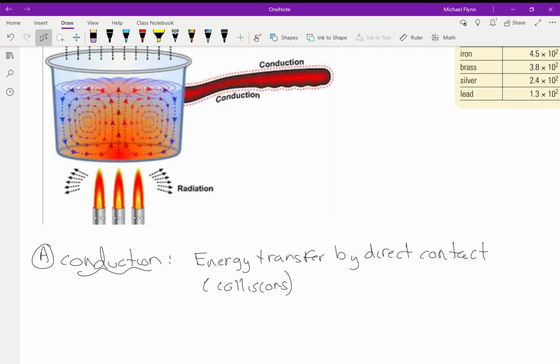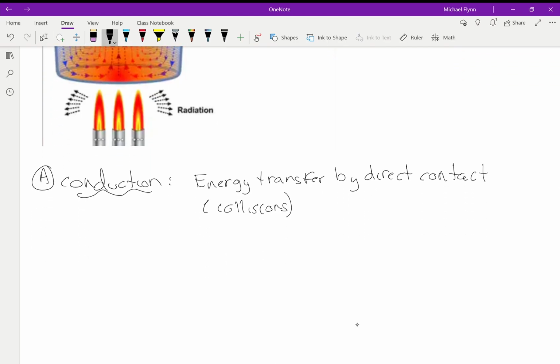Okay, so that handle gets hot because it's attached to the pot. What happens is the molecules in the pot conduct the heat down to the end of the handle, because the hot molecules in the pot hit the molecules in the handle, and then the molecules in the handle hit each other, and it's sort of like a domino effect. That heat just conducts its way down to the end of the handle. Okay, so that's conduction.